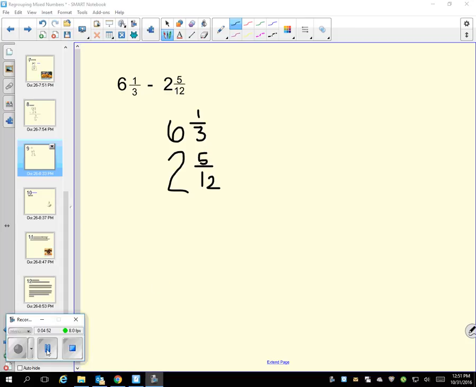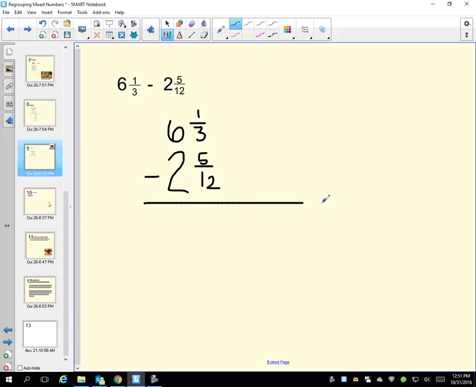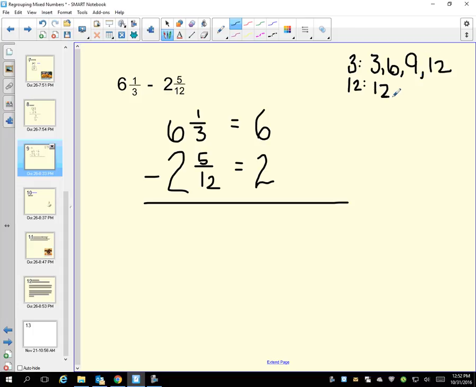Okay, let's see. First thing I noticed is that I have two different denominators. So I'm still following the same steps I know to do when I add and subtract fractions, and I have to have an LCD, a least common denominator. So what would be my least common denominator between 3 and 12? Remember, if you don't know right off the bat, you always list the multiples of 3 and 12. And if I do that, I can see that 12 is going to be my least common denominator.